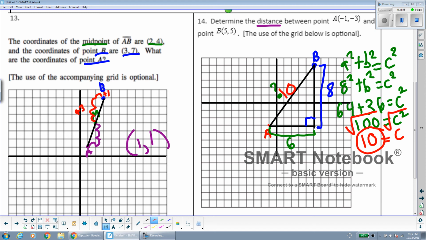So if you can't remember the distance formula, don't worry. The Pythagorean theorem works too, especially if you have a graph to work with. Hopefully this helped you guys understand some of the questions that you got wrong.